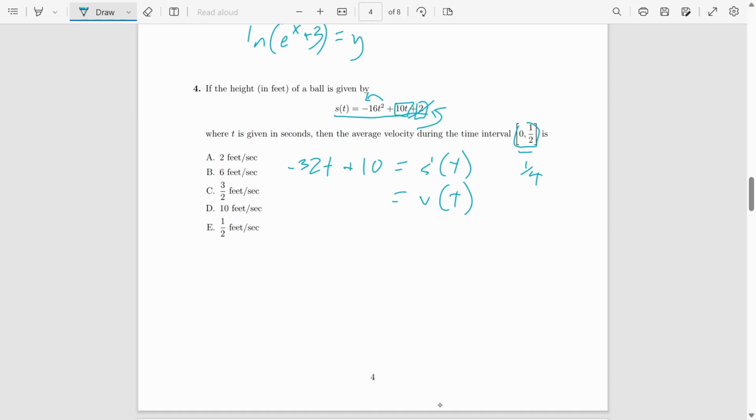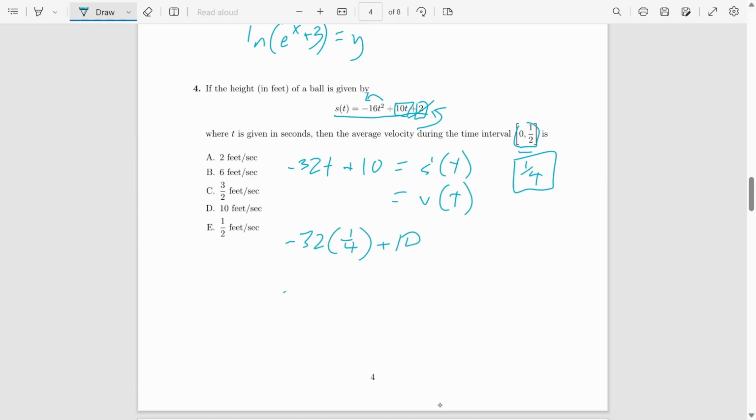And then what we said earlier, you just plug in 1/4. Alternatively, you can plug in 0 and plug in a half and then average them. But since it's just a straight line, then we don't need to do that. We can just directly plug in a fourth. So that's negative 32 times a fourth plus 10.